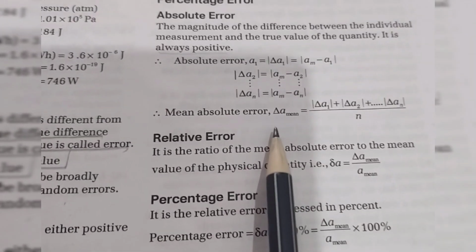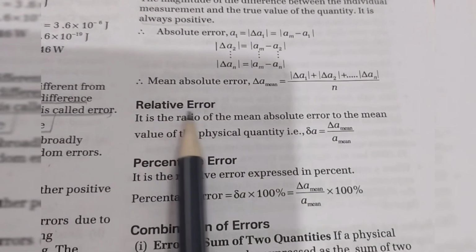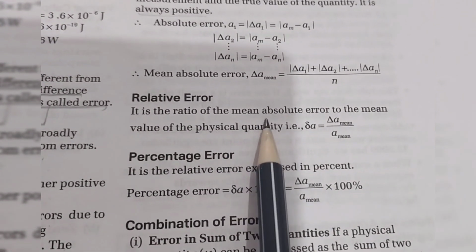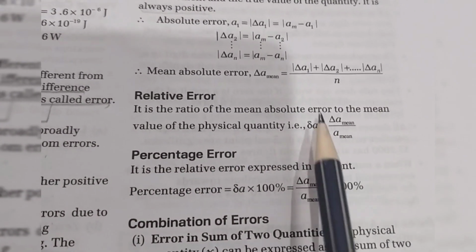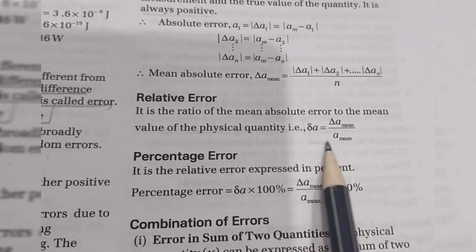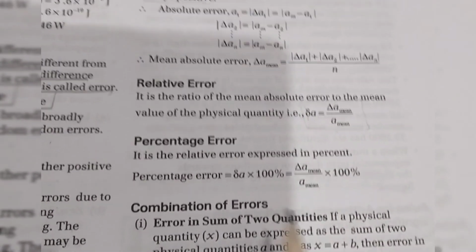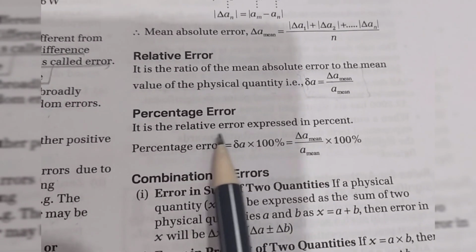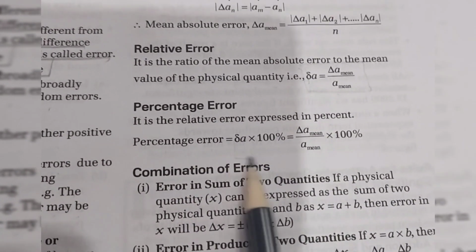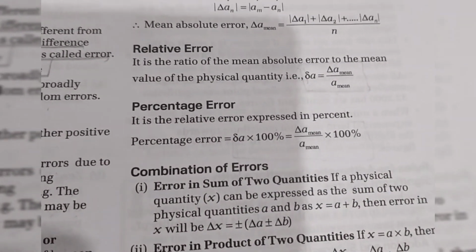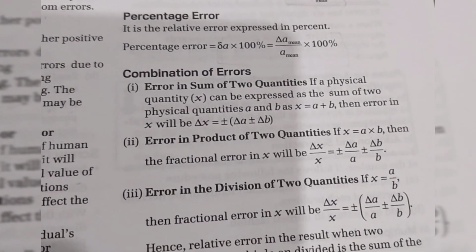You can have a look for the formula. Relative error, it is the ratio of the mean absolute error to the mean value of the physical quantity. And this is the formula. You can just represent relative error in this. Percentage error, it is the relative error expressed in percent. Percentage error is defined as this term. We'll just multiply with 100 for getting the percentage.